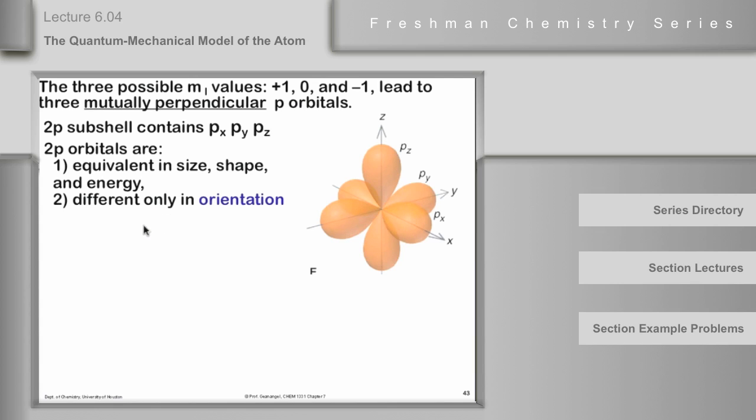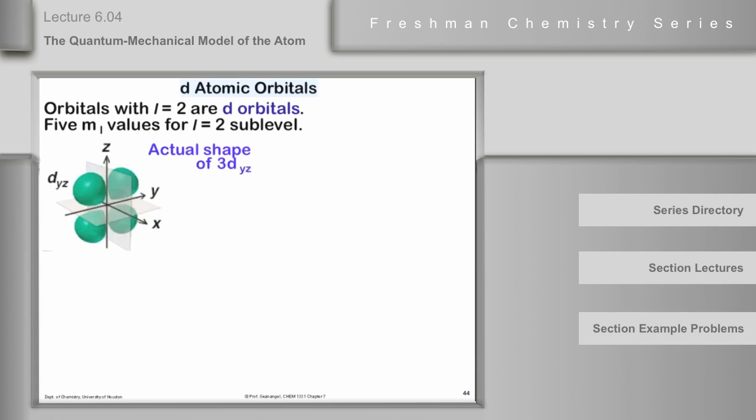Now, the last type of orbitals that we're going to be concerned about are the most complicated ones, and they are the d orbitals. The d orbitals are those for which L is equal to 2, and there are 5 of them because there are 5 m sub L values when L is equal to 2: plus 2, plus 1, 0, minus 1, minus 2. Each one of those corresponds to a d orbital.